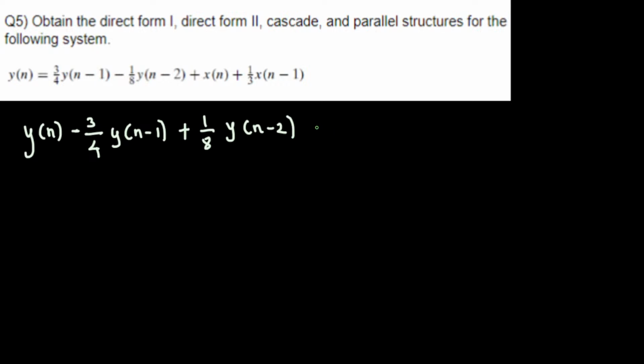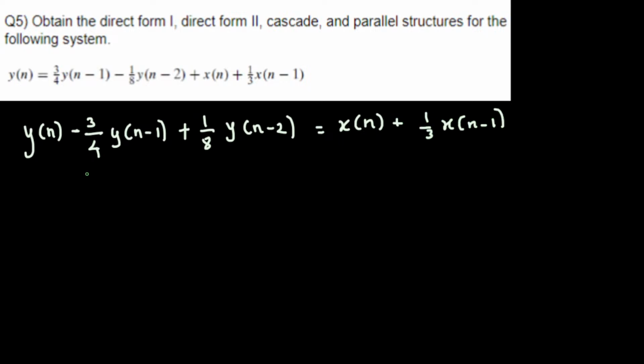To find that out, we have to separate the y terms and the x terms. So here you see we have y(n) right here, and I can bring all the other y terms to this side. In that way this will become minus 3/4 y(n-1), and minus 1/8, actually plus when I bring it to the other side of the equation, so plus 1/8 y(n-2), and we keep the x terms on the other side, so x(n) plus 1/3 x(n-1).